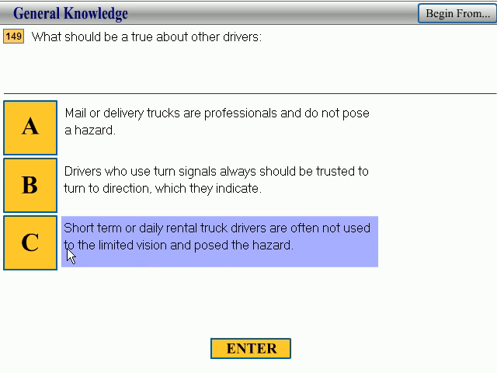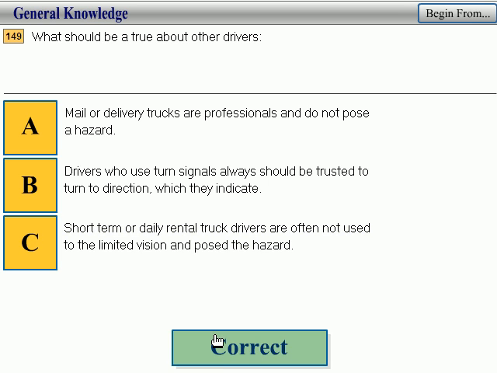I would say that is because you've got drivers that are getting in rental vehicles and they're probably not used to driving rental trucks. So yeah, I would say C is the correct answer. So C, short-term and daily rental truck drivers are often not used to the limited vision and pose a hazard. Let's see if I'm correct. Do you agree? Yes, it is correct.